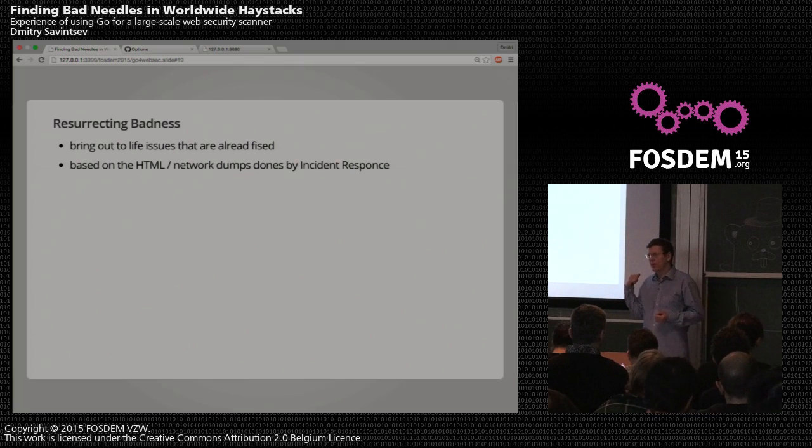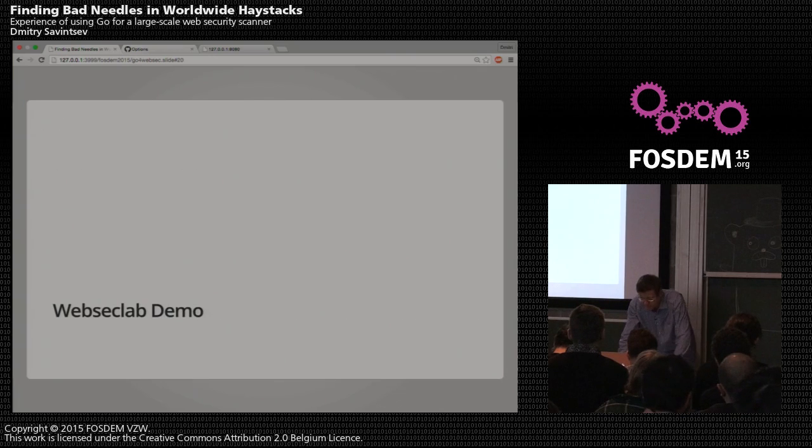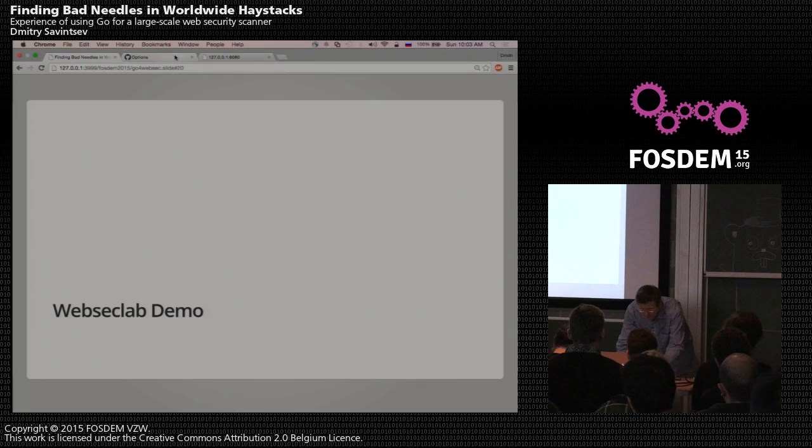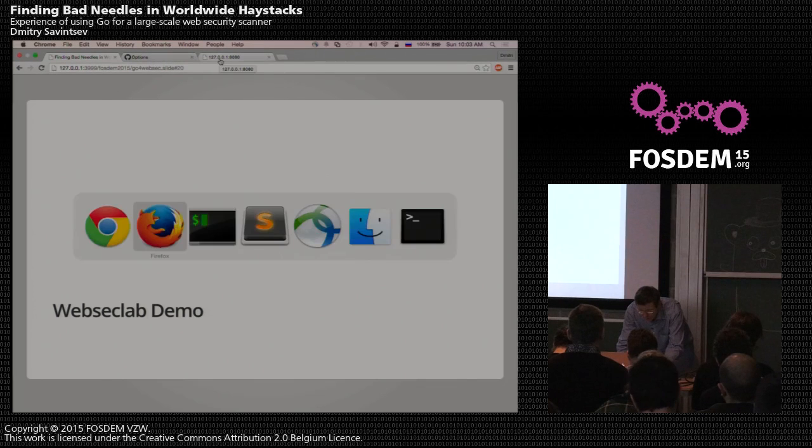Our incident response team, when they triage those issues, saves the output and adds it to the bug. Then even if it's fixed, I grab this HTML dump, convert it to a test, and I can play with it as much as I want. Okay, so let's try a demo.